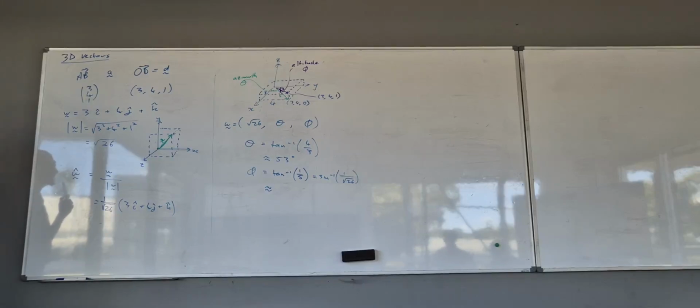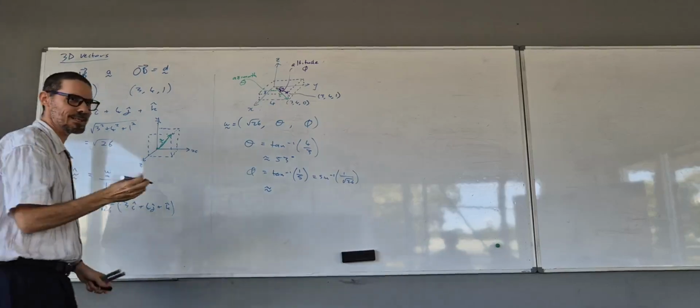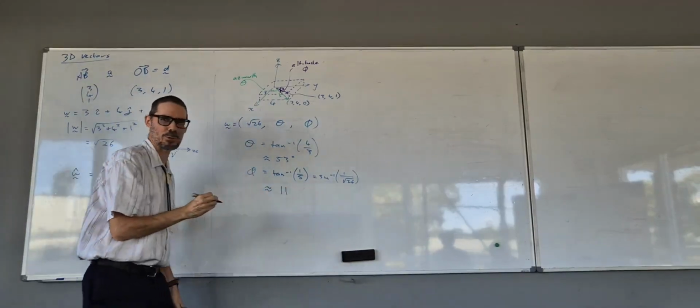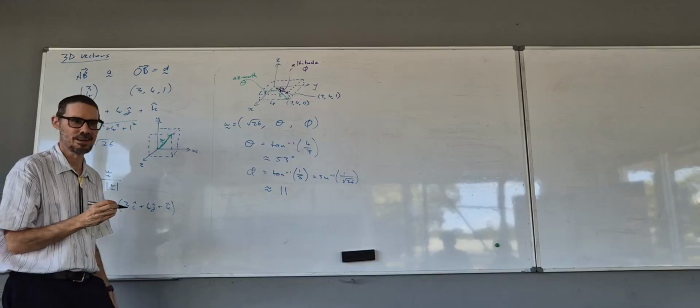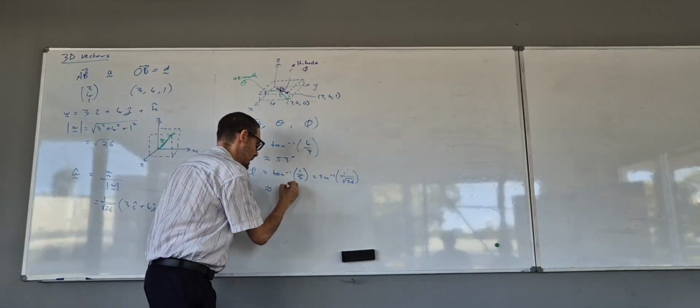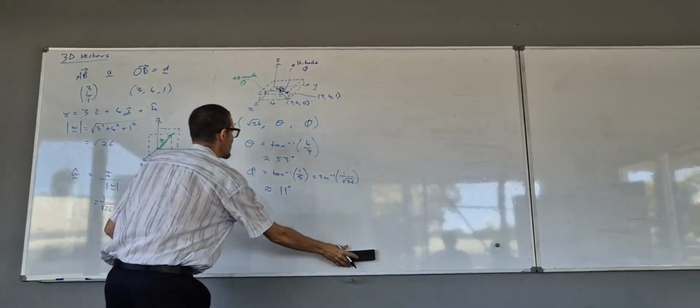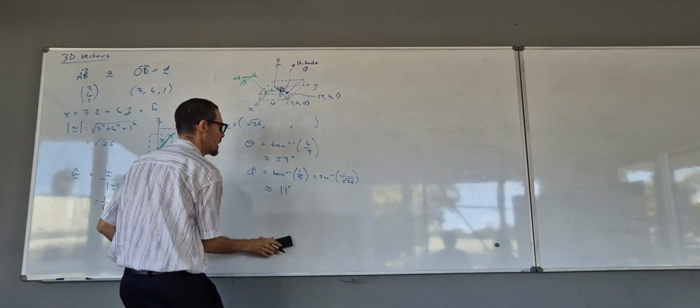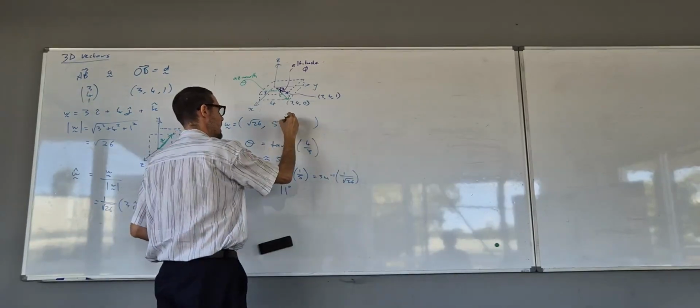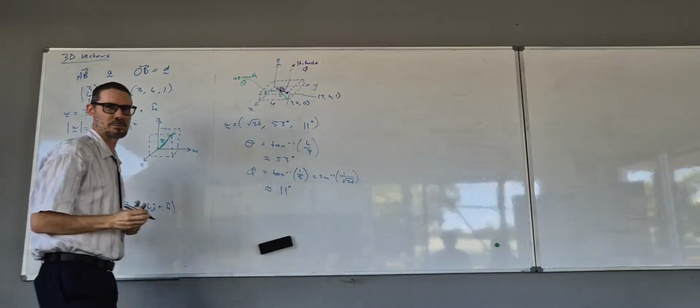It's okay. 11.3. Okay, now I want it in degrees? Yeah. I believe that. Someone else want to confirm that number? That's what I got. Okay. 11 degrees, close enough. So that means this is root 26, azimuth, altitude.